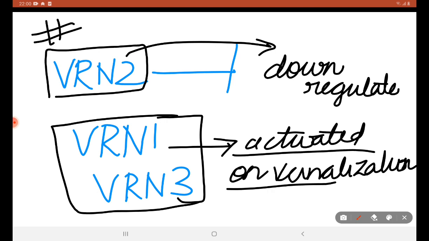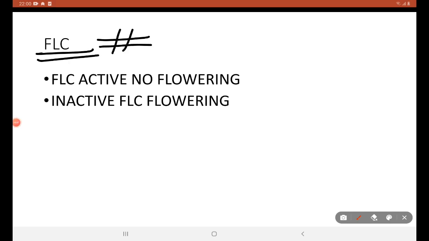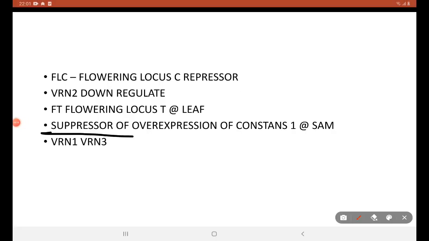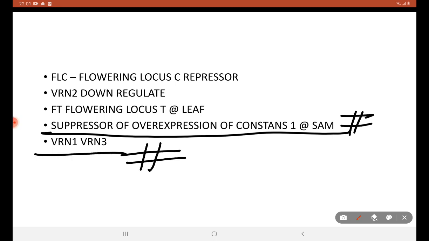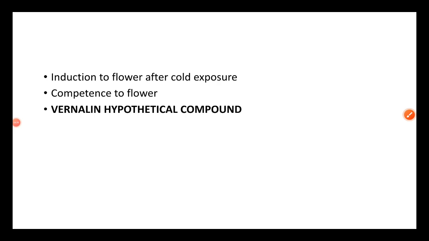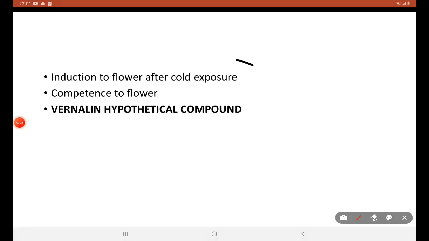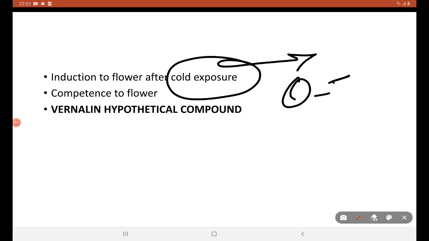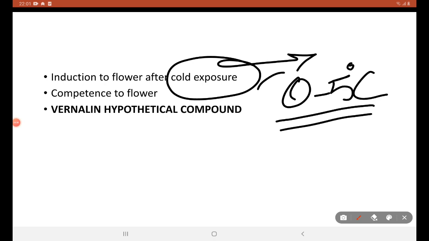This is very, very important. Flowering locus C and its characteristics, important previous year question. Suppressor of overexpression of constans, important. Actions of VRN1 and VRN3, important. The part that helps in induction of flowering, important. The basic definition, cold treatment exposure of 0 to 5 degrees Celsius. This is important.